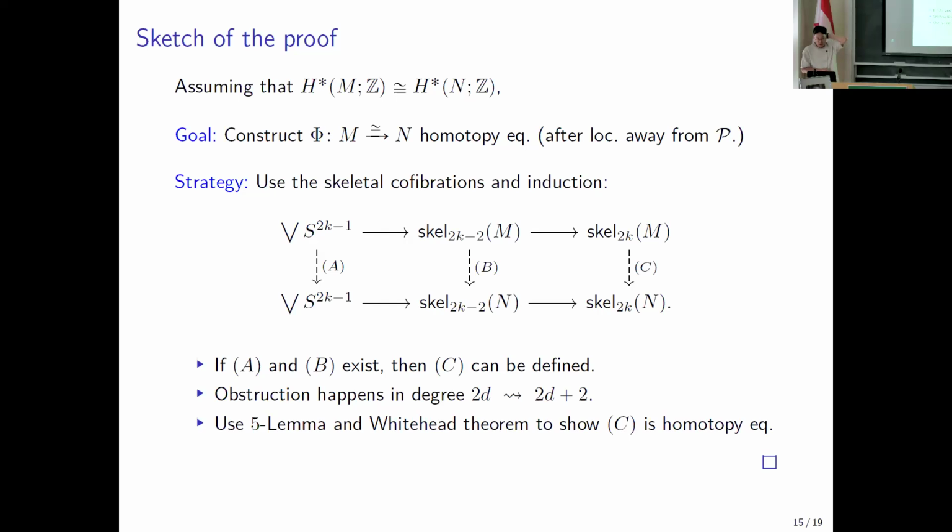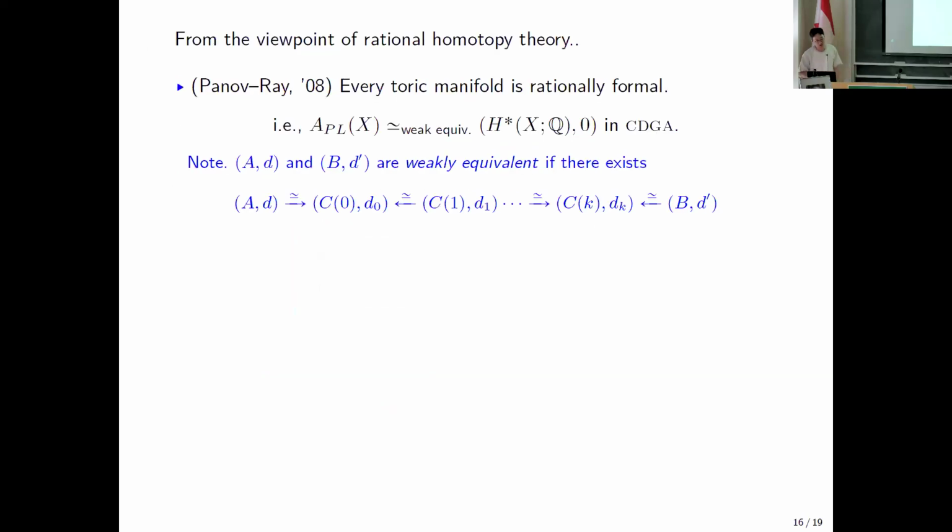Okay. So instead of getting into more details about this proof, let me just briefly explain the bigger picture for this project. If you are familiar with rational homotopy theory, then every toric manifold is rationally formal, by the result of Panov and Ray.